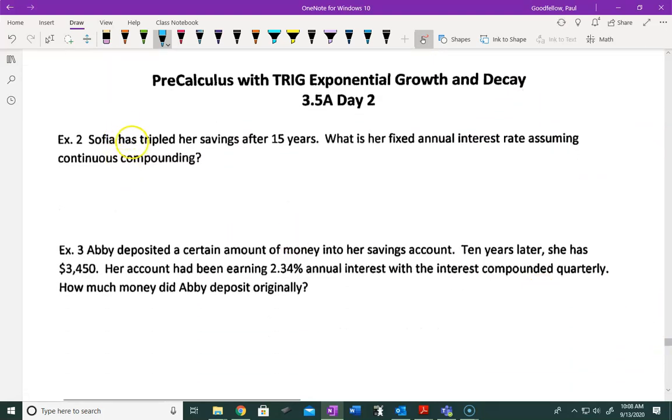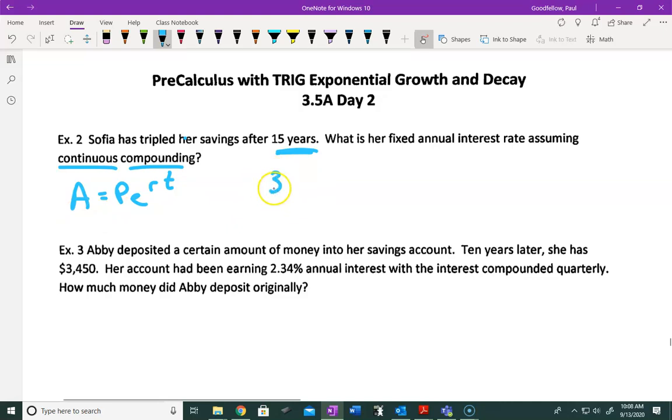Here's one. Sophia wants to triple her savings after 15 years. So what is her fixed annual interest rate if it's compounded continuously? All right, so we've got a continuous compounding concept. That's definitely going to make us think about Pert. She wants to triple her savings, regardless of how much money she has in there. She's going to triple $1 to $3, or she's going to triple $1,000 to $3,000. It'll take the same rate, in this case, for 15 years.